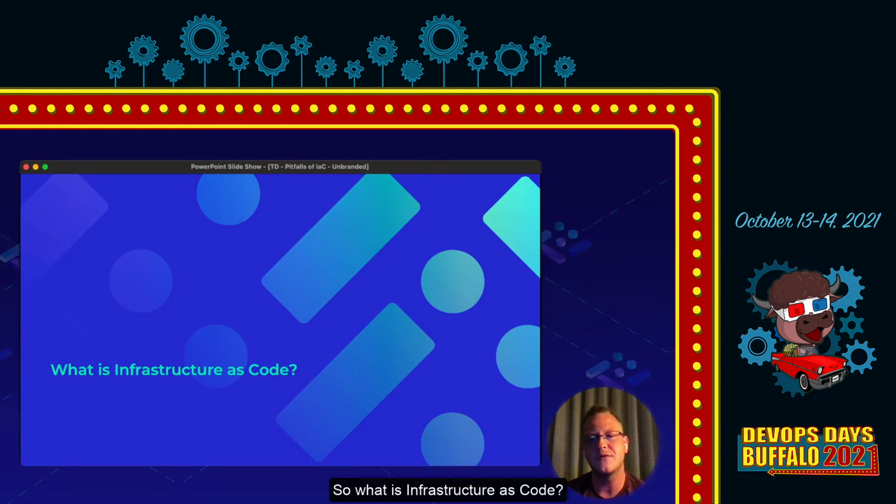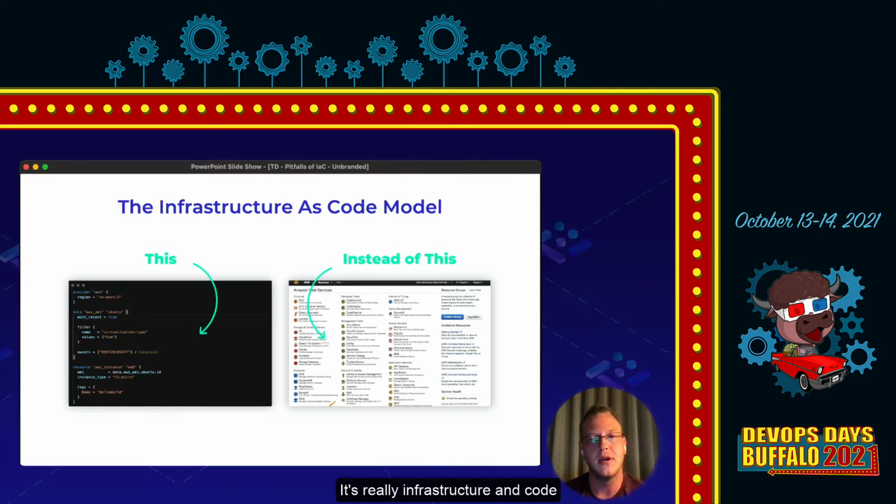So, what is infrastructure as code? It's really infrastructure and code. Instead of racking and stacking and deploying, or going into a graphical user interface and clicking around and doing what you need to do, you're packaging up code and then deploying it out using some form of framework.